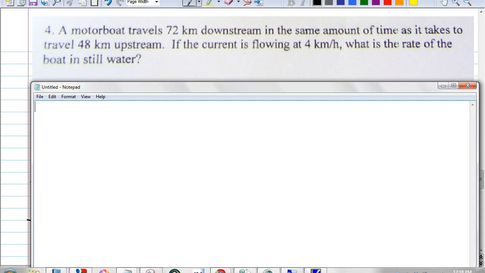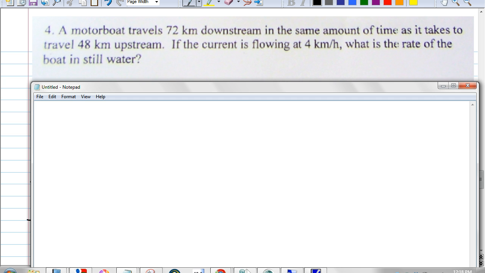Right. So, what are your unknowns? First of all, do you know what's going on? No. Okay. So we got a boat going downstream. How far is it going down? 72 kilometers. Now it says it takes the same amount of time as it takes to travel how much? 48 kilometers upstream. Does that make sense? No. Why does it not?